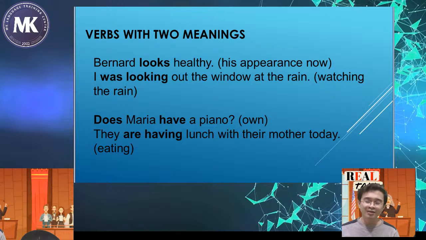And for the second one, they are having lunch with their mother today. So when we say are having, or have here, the other form of have, this one now becomes a dynamic verb because it shows action. And the action here means eating, or they are eating. So even though they have the same verbs, they have different meanings. And the verbs there are also different. So the first one is a stative verb: Does Maria have a piano? And the second one, they are having lunch with their mother today, the are having there is a dynamic verb.